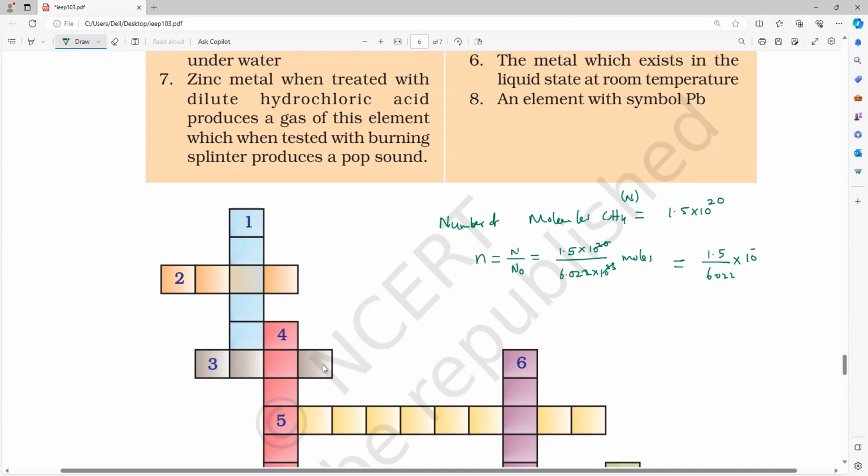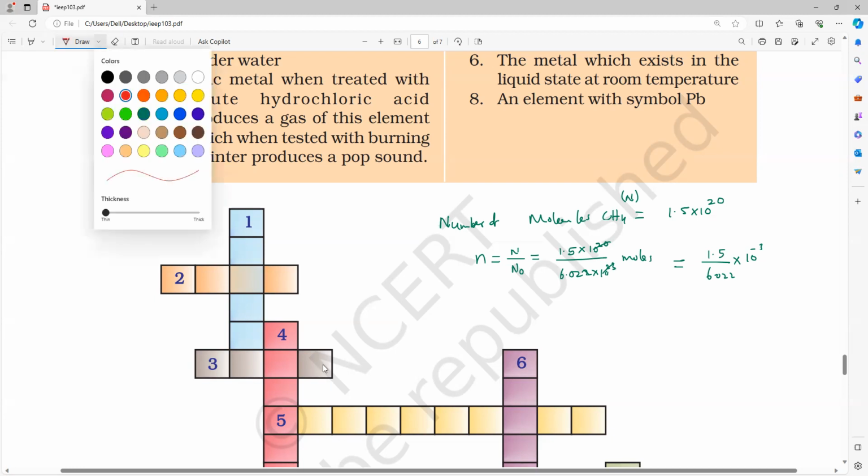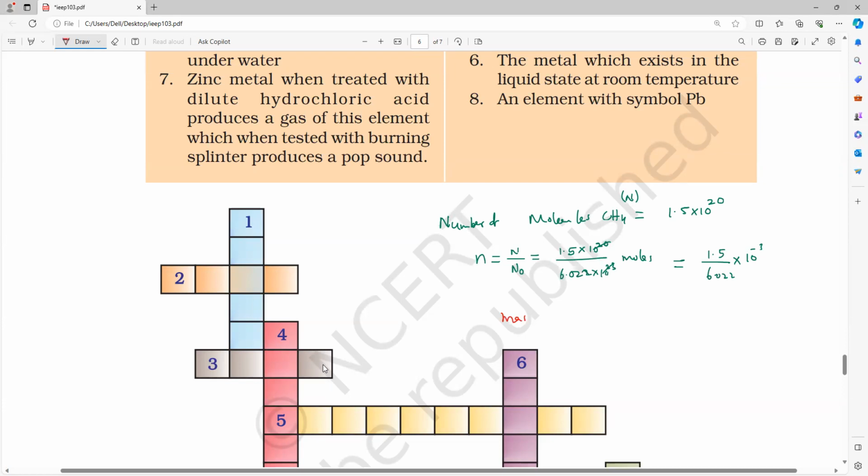It will become 10 power minus 3. Understood, everyone? Yes, sir. So now, we want to find the mass because they are saying that the mass of CH4 is equal to the mass of C2H6, ethane. Am I right or wrong? Yes. So I'm trying to find the mass of this one.